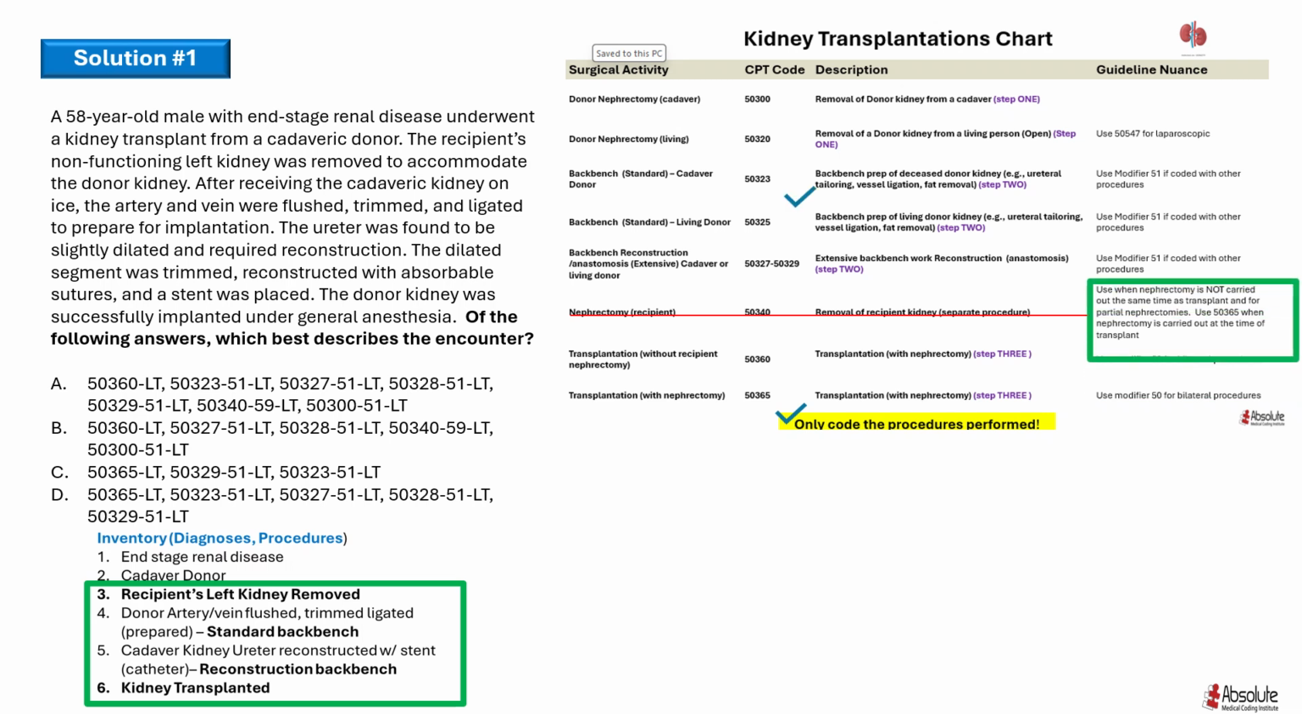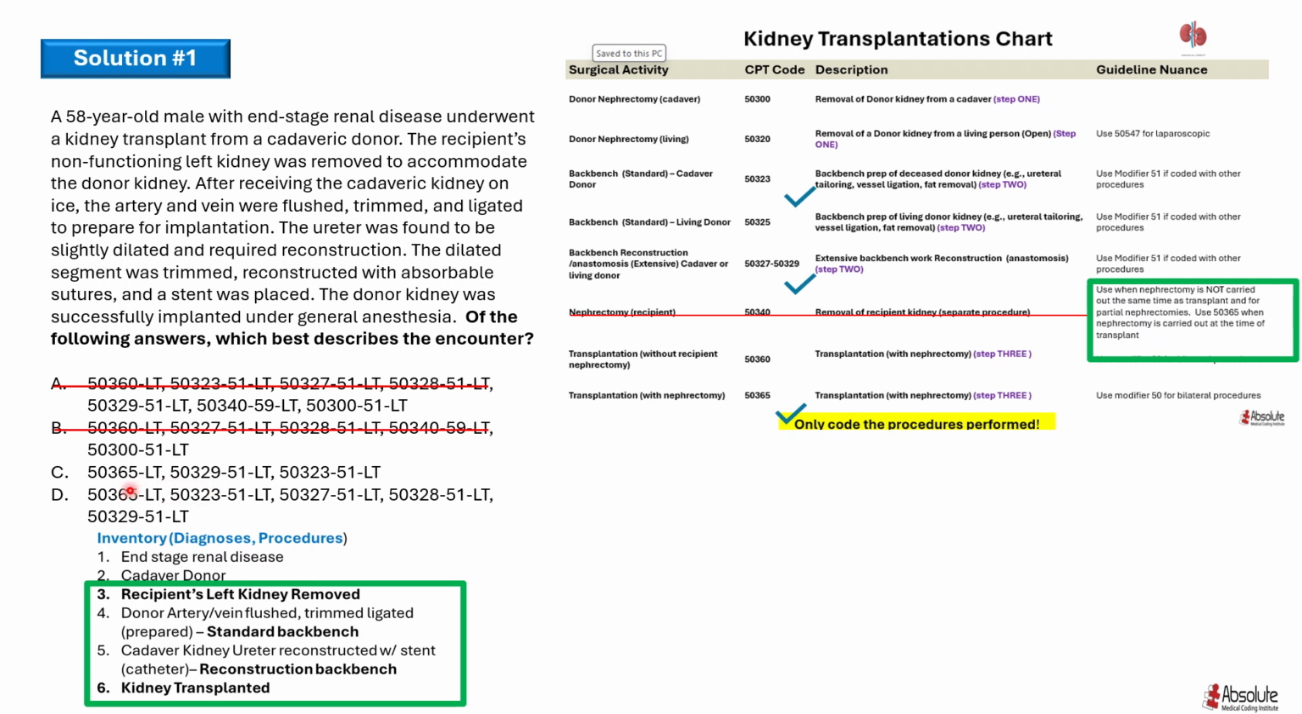Also, we're going to code for our standard backbench work, and this is the one for the cadaver. And we're also going to code for the reconstruction backbench work, right? And that's pretty much it. So, right off the bat, we already said that we can get rid of the transplantation without recipient nephrectomy, and that's 50360, because we had a nephrectomy. So let's go ahead and get rid of it. Boom, boom. And also, we know that we're going to code for these three items. D is coding for more than three items.